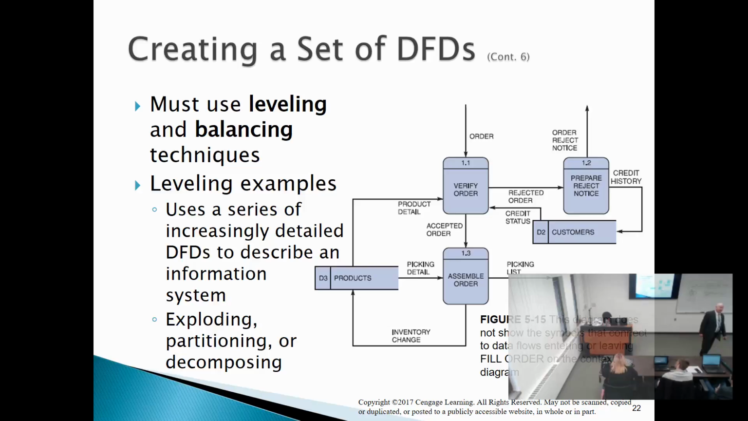Now, one of the underlying concepts is that they have to be, as it says in bold, leveled and balanced. So, leveling is the concept of using an increasing series of detailed DFDs to describe the information system. So we do that using three terms: exploding, partitioning, or decomposing.